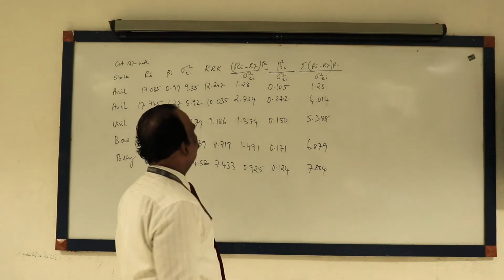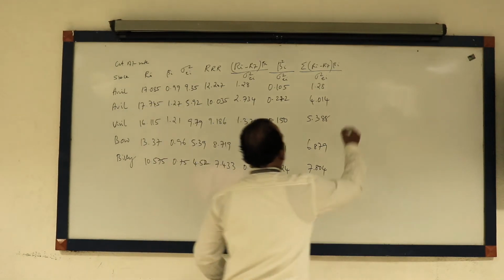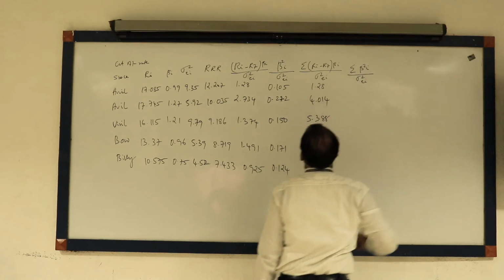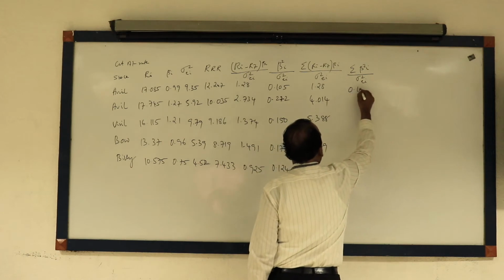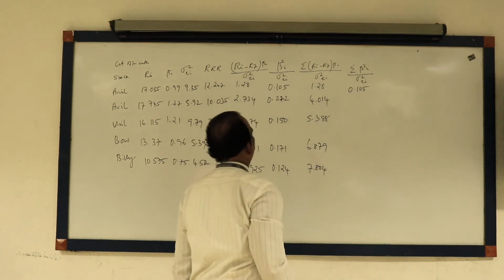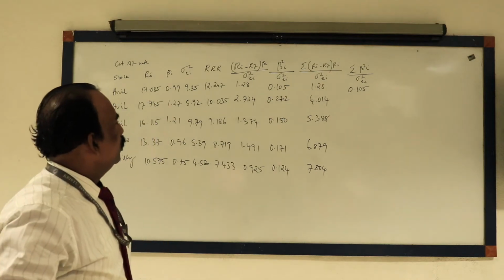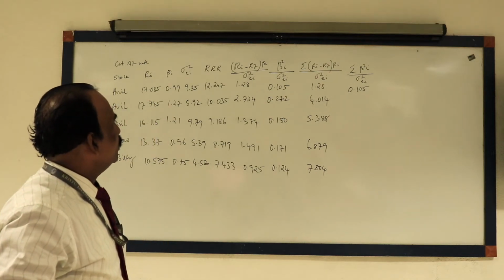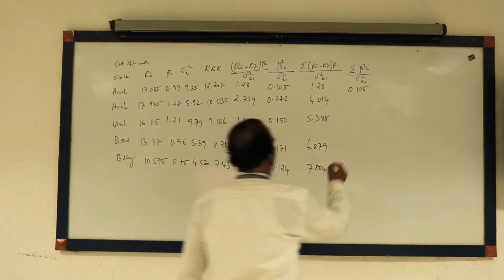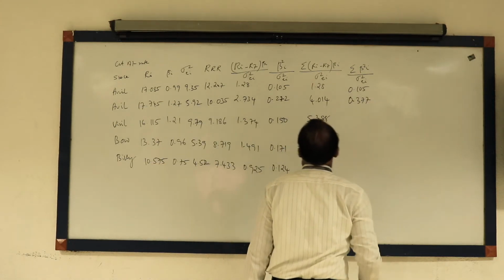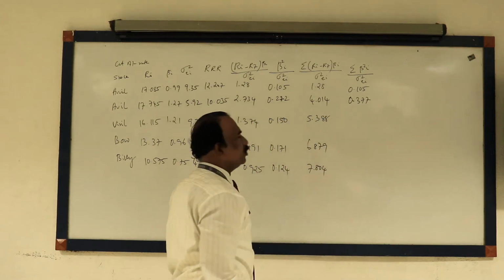7.804. Then get the cumulative sum of the second sub-step, beta square divided by standard deviation square ei. That is 0.105 plus 0.272, which is 0.377, then 0.377 plus 0.150.